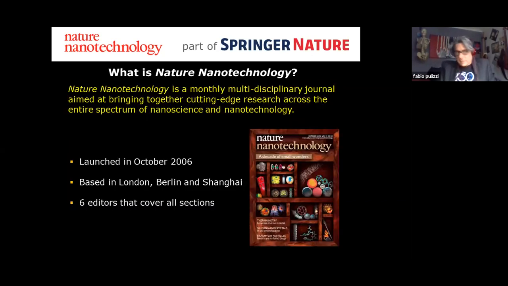Right, so let's focus a little bit on Nature Nanotechnology. Nature Nanotechnology was launched in 2006, and really it has the purpose of publishing the most significant results in nanoscience and nanotechnology. It's based in London, Berlin, and Shanghai, in the sense that the editors, six of them including myself, are in London, Berlin, and Shanghai.